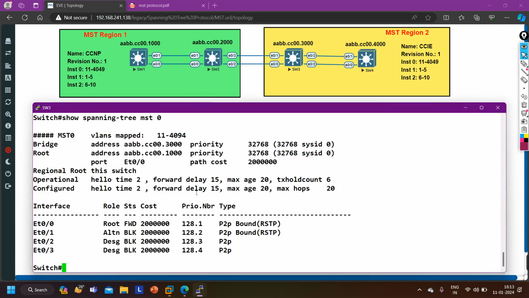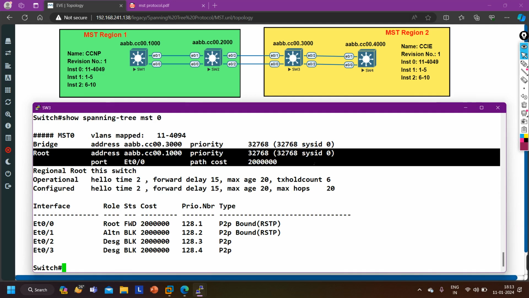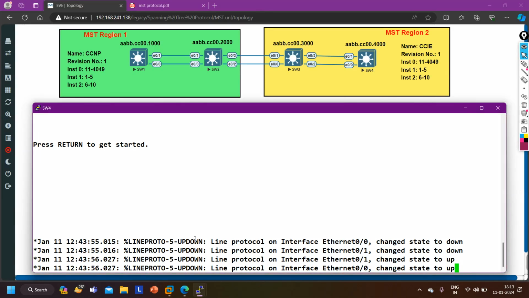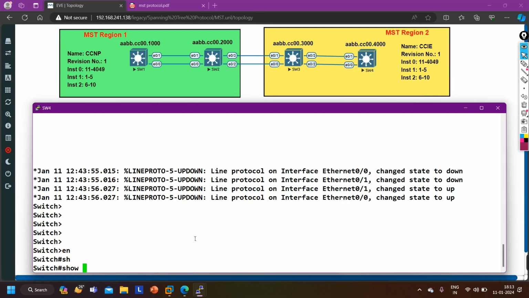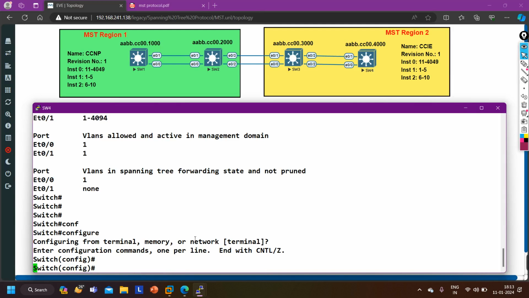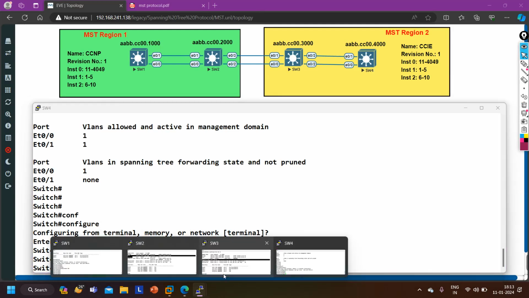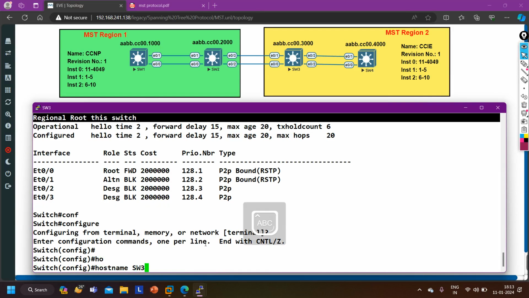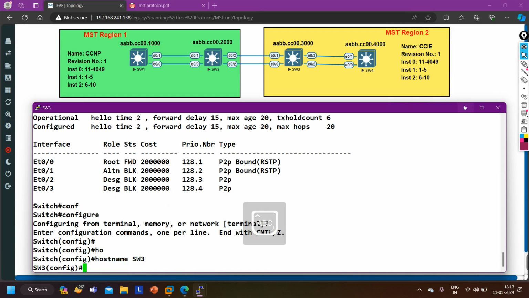On switch number 3, the inter-regional root bridge is switch 1, and the regional root bridge is switch number 3, the local switch. The regional root is this switch. Now I am going to configure switch 4. So let me take you to switch 4. Here let me verify the trunk. Interface trunk. Okay, the trunk is already there. And before that, on switch number 3 I am also going to change the host name to switch 3. Fine.